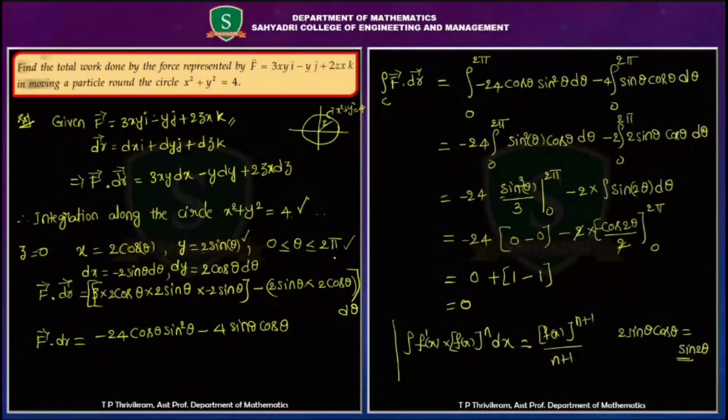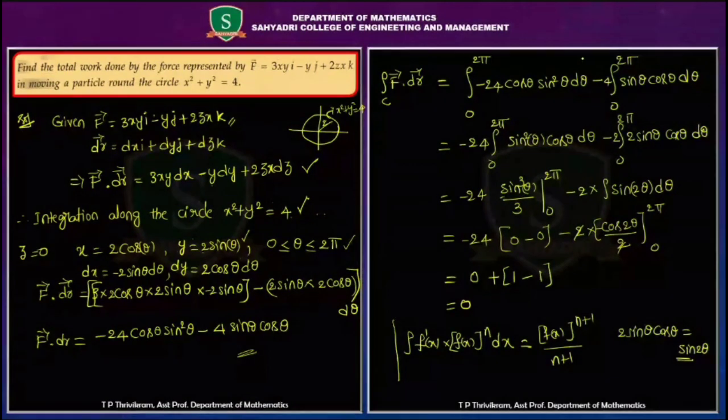So I finalized x and y, and here the z value is not there in this equation. If the z value is not there, I'll take 0 here. So now we have the equations set. Now differentiate with respect to theta, so you'll get dx value and dy value. Substitute all these x, y, dx and dy in the f dot dr equation. So I have substituted here, and I got this equation finally, because I had z equal to 0. If I take z equal to 0, this term will vanish. Clear? So we got one advantage, that one term vanished in f dot dr. Next, I have applied integration on both sides.